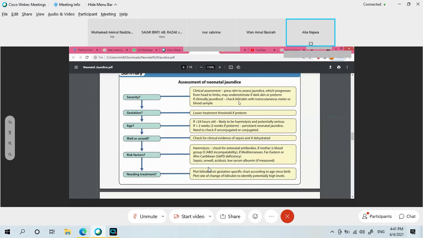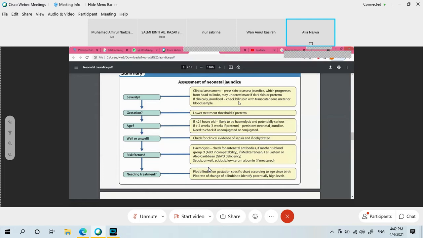We have to check for clinical evidence of sepsis and if dehydrated. And then for the risk factors, perhaps any hemolysis, check for antenatal antibodies. If the mother is blood group O, it will most likely be ABO incompatibility if the baby is blood group A. And then if Mediterranean, Far Eastern or Afro-Caribbean, most likely to have G6PD deficiency. And then check also for sepsis, unwell, acidosis and low serum albumin if measured.